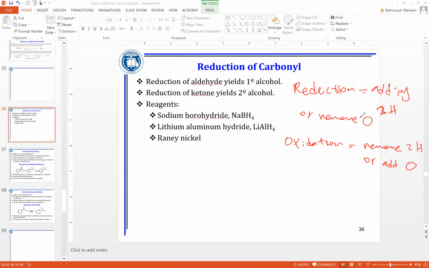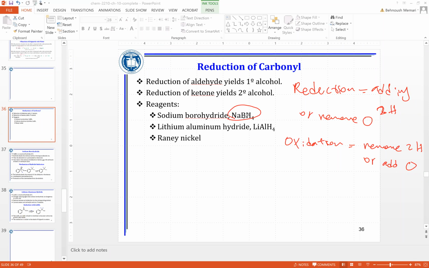So for oxidation and reduction, you need a reagent. Permanganate was an oxidizing agent because it was adding oxygen. Remember, permanganate plus alkene adds OHs. Hydrogen peroxide is an oxidizing agent. Silver oxide is an oxidizing agent. And then for reduction, you must bring something that can add hydrogen.